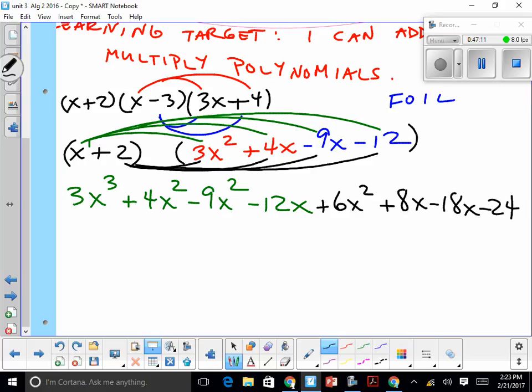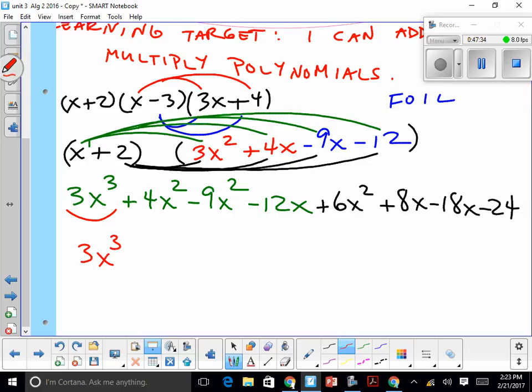Let me find if there are any x cubes. Any other x cubes? So, this is the final answer. In green, let me see if there's any x squares. Alright, there's a 4, minus 9, plus 6. Now I gotta combine those. Here I go. Wish me luck.